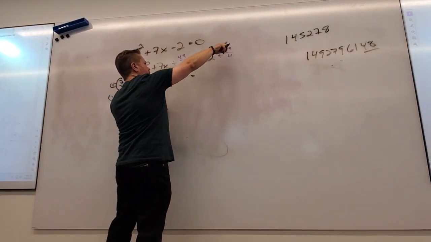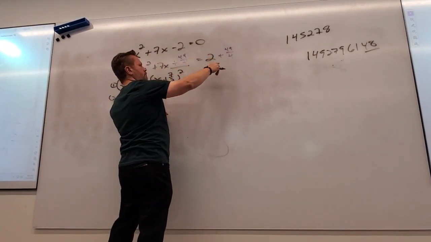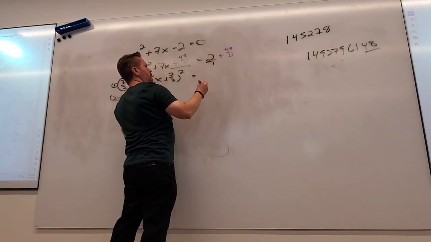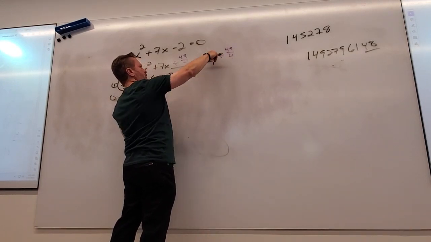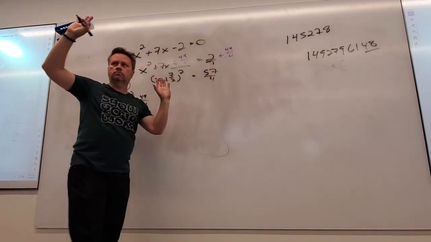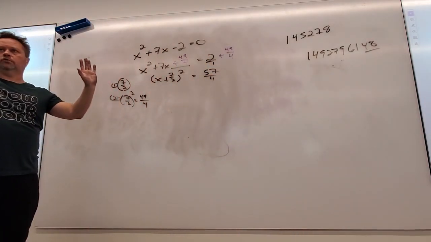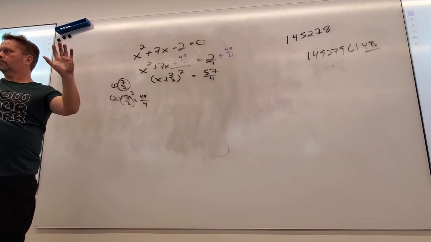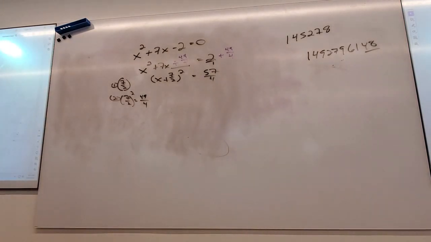How do I add these together? I need a common denominator. You convert the 2 to fourths. So I multiply by 4, I get 8 plus 49, I get 57 fourths. Is that cool? Turn it into a whole number with a fraction on the side? No, we don't want to mix them.